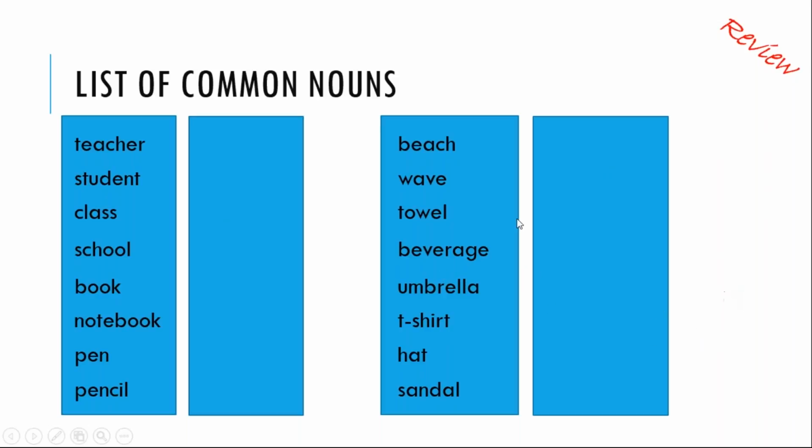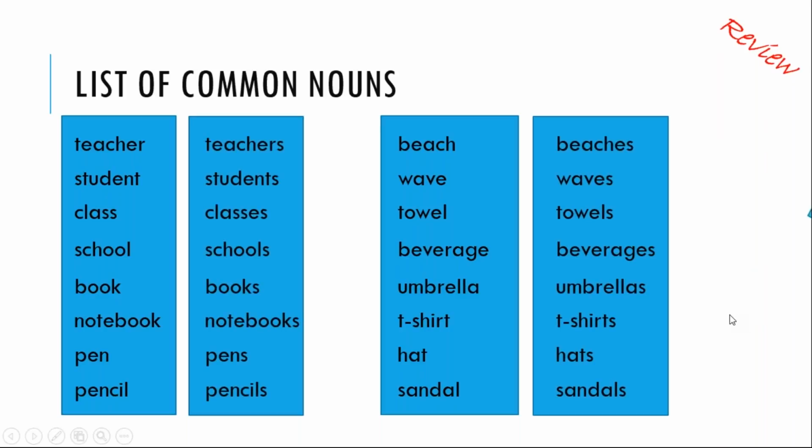Okay, and you can give it to me in plural, and that's okay. So we're saying classes is the first one? Yes, that is correct. What is the second one that's going to require a special rule from left top bottom, right top bottom? Yeah, beaches. That's going to be number 2. Any others that require a special rule? Let's look. So we have wave, towel, beverage, umbrella, t-shirt, hat, sandal. No. So everything else is okay.